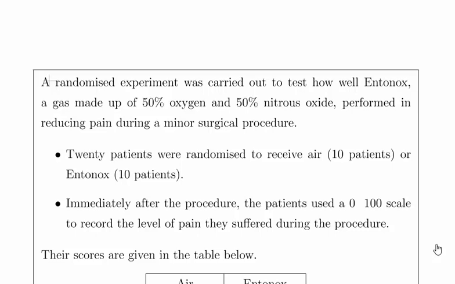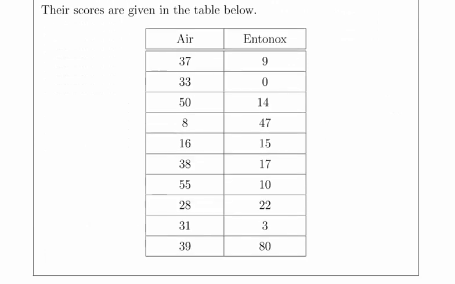Okay, so a randomized experiment was carried out to test how well ethanox, a gas made up of 50% oxygen and 50% nitrous oxide, performed in reducing pain during a minor surgical procedure. 20 patients were randomized to receive air, 10 patients, and ethanox, 10 patients. So we have 10 patients each, 10 and 10. Immediately after the procedure, the patients used a score of 0 to 100 to record the level of pain that they suffered during the procedure. And here is a tabulation of their results. So two independent samples.